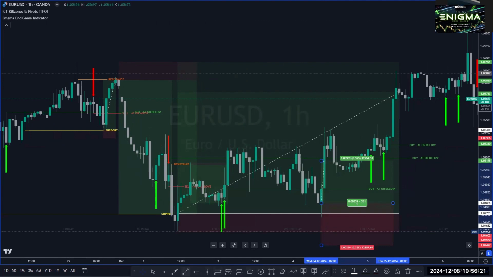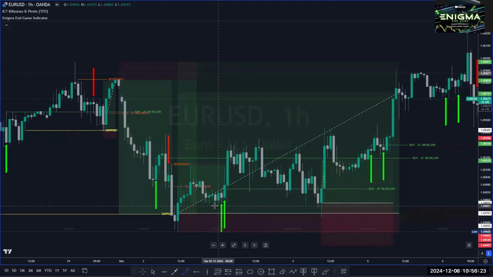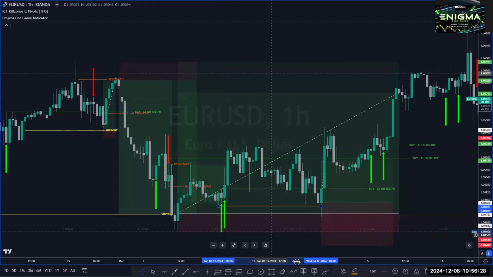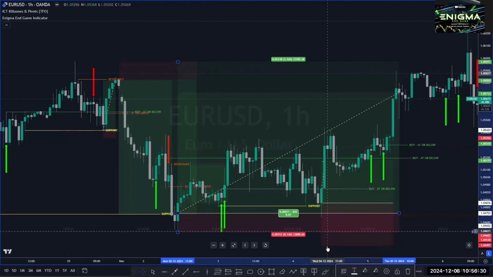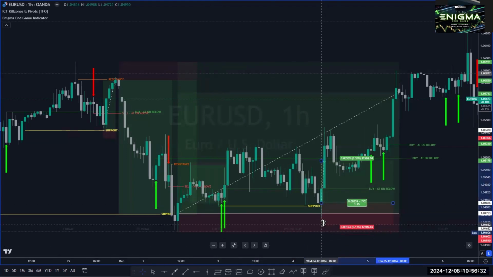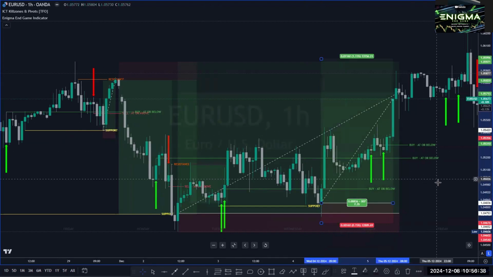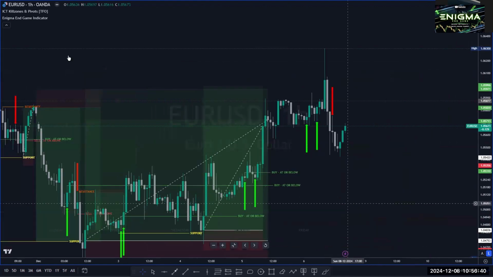Why? Because in these lows, we have the mainstream understanding of support and resistance and the Enigma understanding of support and resistance, right? Right here. So we're going to find our edge here on the lower time frame by observing that the price action is looking to push higher. So Enigma is here to change the game. That's why we call it the Enigma Endgame indicator.